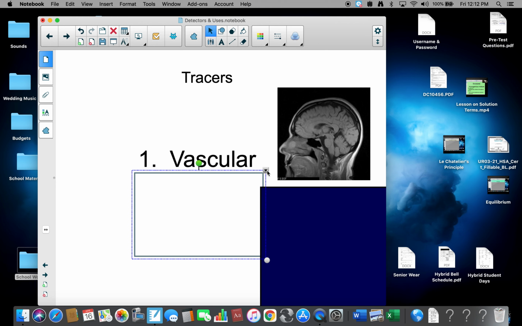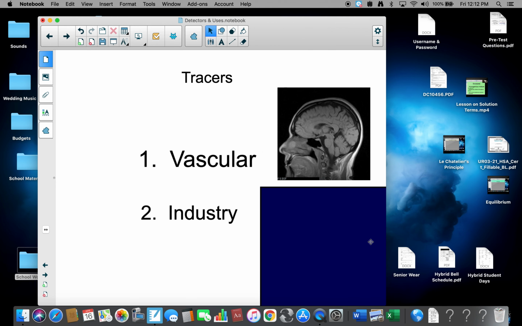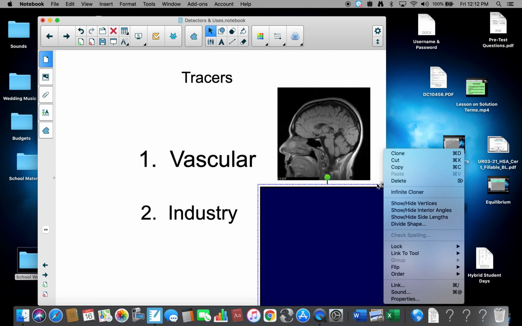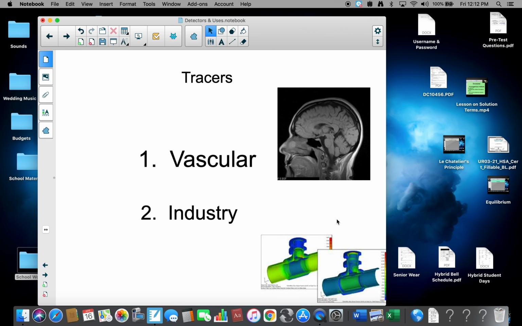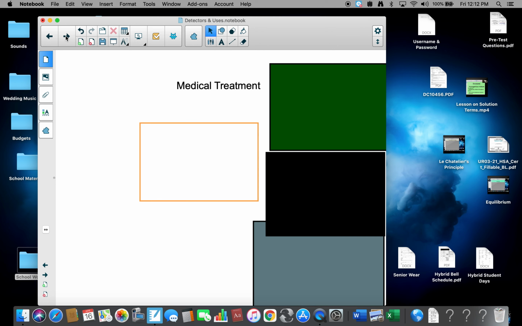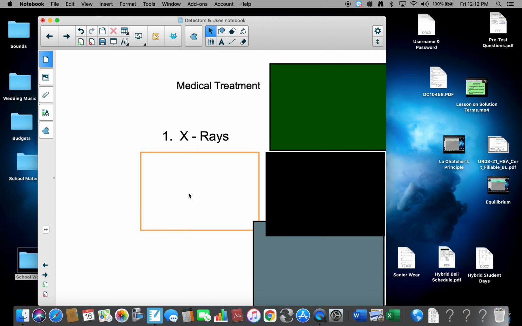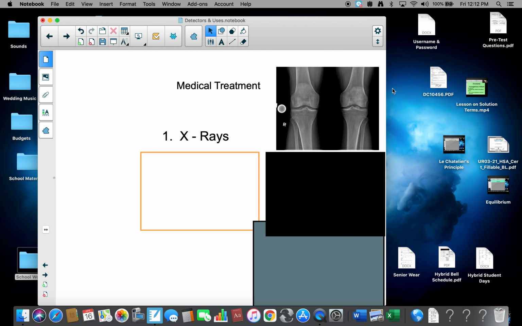And the second is industrial examples. So what we do there is we put radioactive material into samples and then take x-rays to see if it's even and lacking stresses. Okay, second, medical treatment. We can have x-rays. X-rays don't penetrate metals, and since our bones contain calcium, they leave the photoplate unexposed and we can see where the bones are.